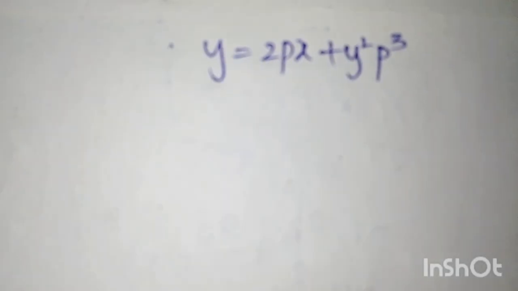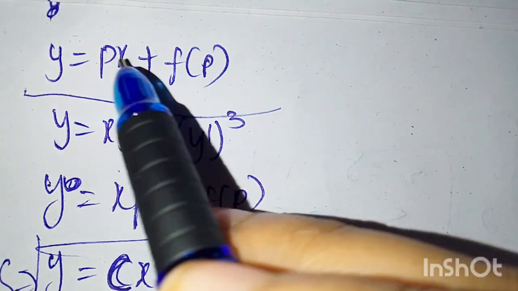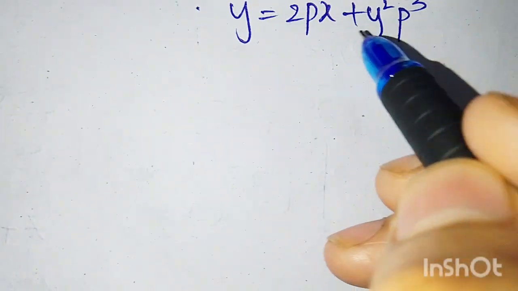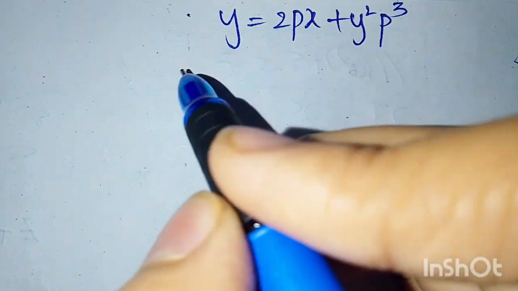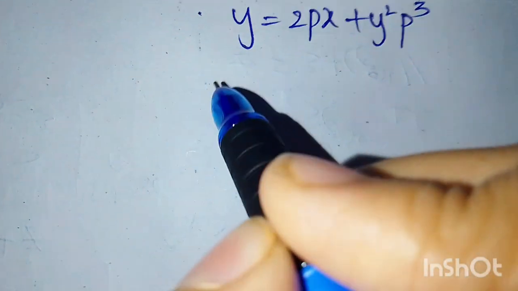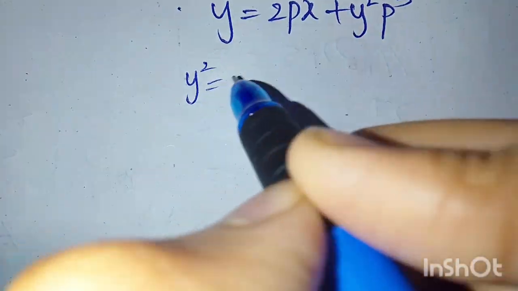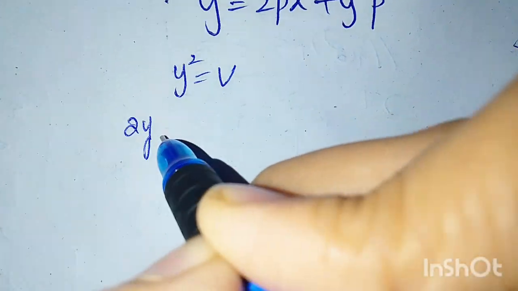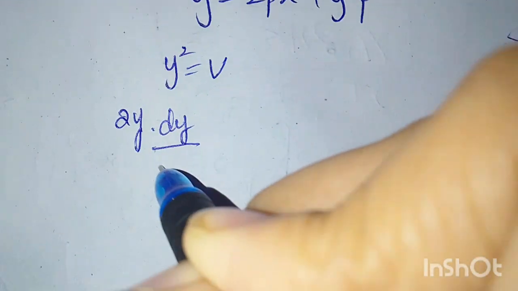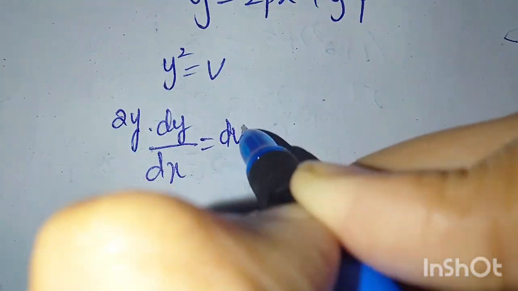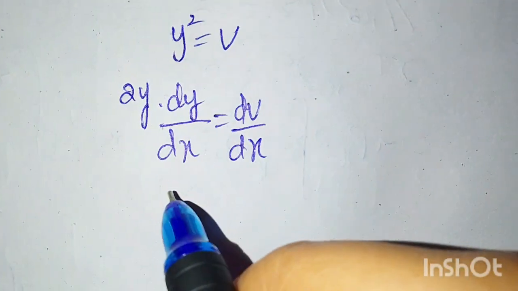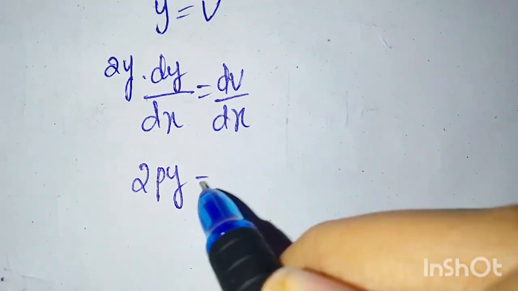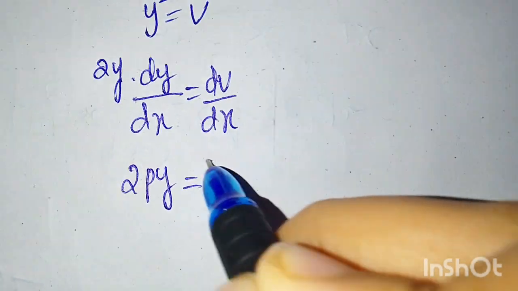So see, I told you that it should be of the form y is equal to px plus f of p. But when we have y square, which we do not need, we have to substitute and reduce it to Clairaut form. So I'll put y square is equal to v. So 2y into dy by dx is equal to dv by dx. We already know dy by dx means y dash means p. So 2py, let this be p bar.